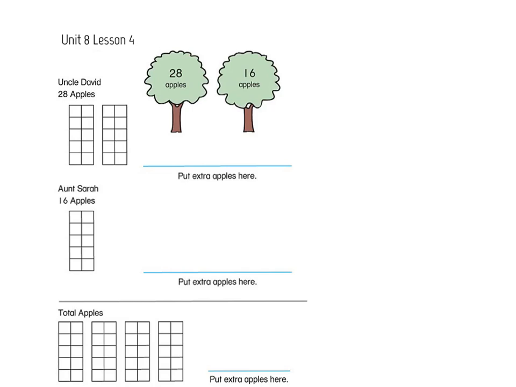Good morning. Today we're on Unit 8, Lesson 4, so 8.4. The title of today's lesson is Exploring Multi-Digit Addition. So this means adding numbers that are bigger than 9. They're going to have 2 digits in them, like 11 or 12. They have a number in the ones place and in the tens place.